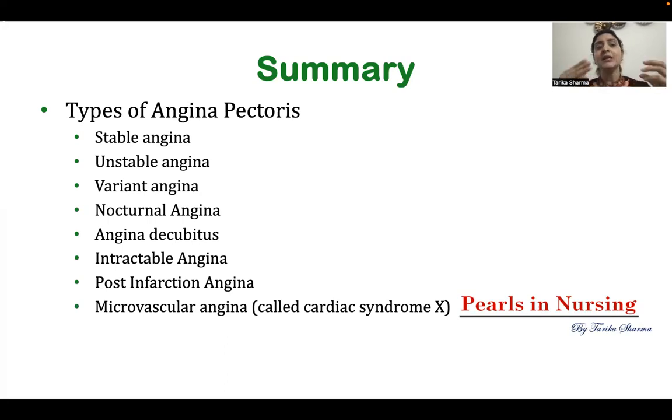It has been seen that in variant angina the patient has spasm, and along with that the person might have atheroma formation also. Then we have nocturnal angina, angina decubitus, intractable angina, post-infarction angina, and microvascular angina. So that's it for today.